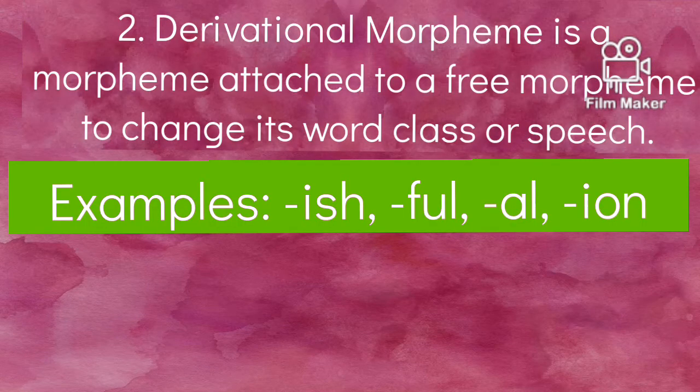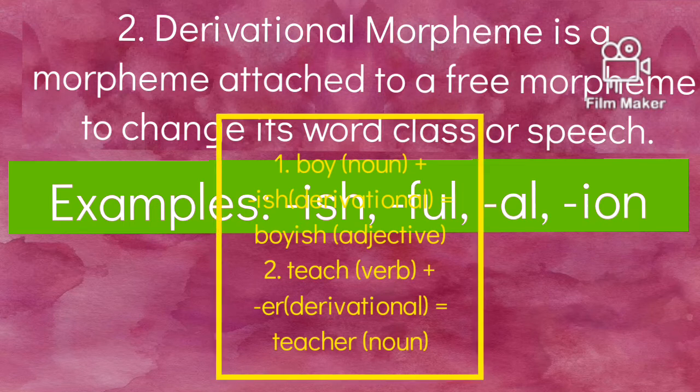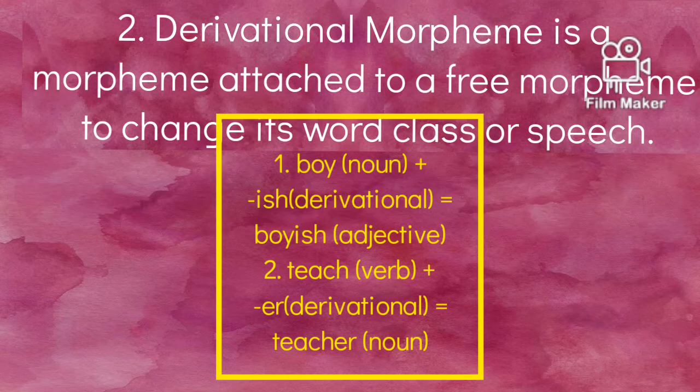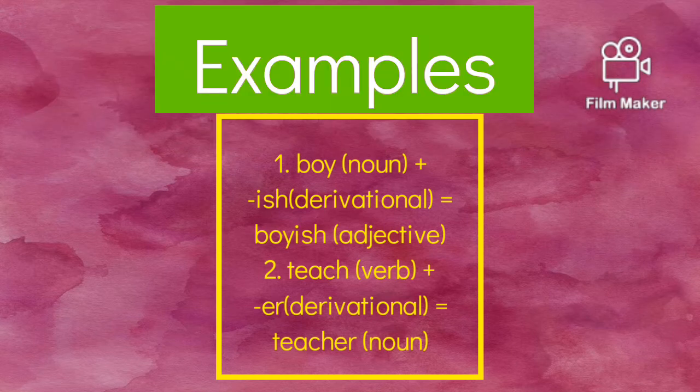2. We have derivational morpheme. It's a morpheme which is attached to a free morpheme but changes its word class or part of speech. Examples are ish, ful, al, ion. Now, let's look at circumstances where these morphemes attach themselves to free morphemes to make a meaningful word.